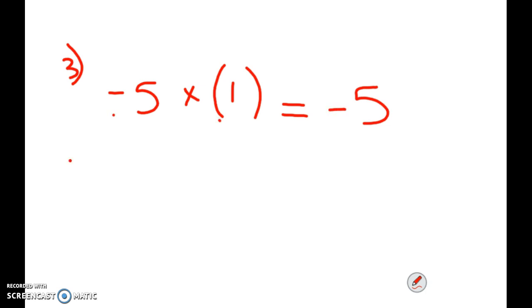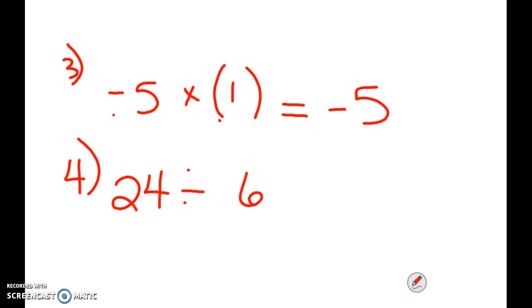Okay, one more. Number 4 says 24 divided by 6. Okay, and these are both positive numbers. My signs are the same, so my answer will be positive.